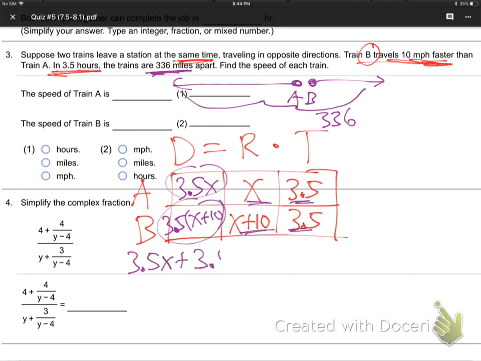So 3.5x plus 3.5 times x plus 10. The sum of the distances is 336. The 2 distances add up to 336, don't they? Is that good? These aren't easy. These are the hardest. I think these are the hardest kind of word problems. These travel ones. But you can do them with practice.